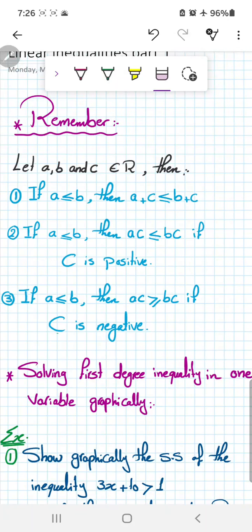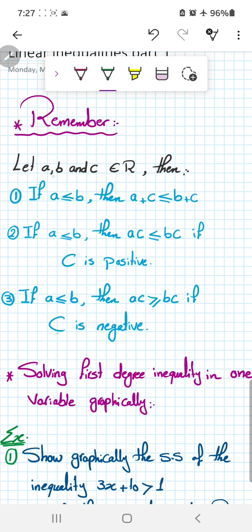Hello everyone. Our lesson today is lesson 1 on unit 2, which is linear inequalities. In this lesson, we will solve linear inequalities graphically. We get the solution set graphically. Okay, first we want to remember the properties of the inequality.